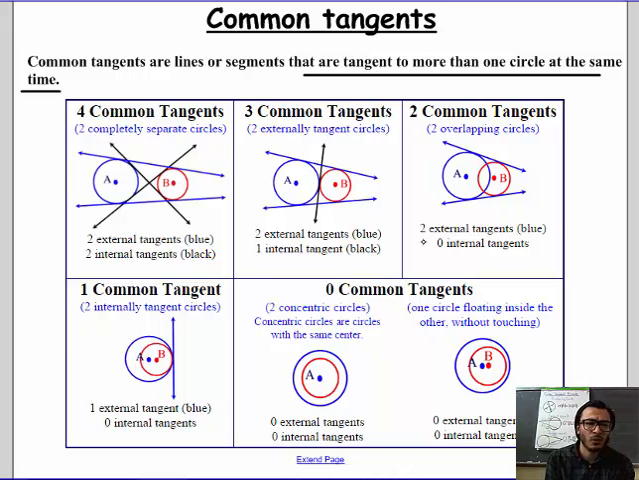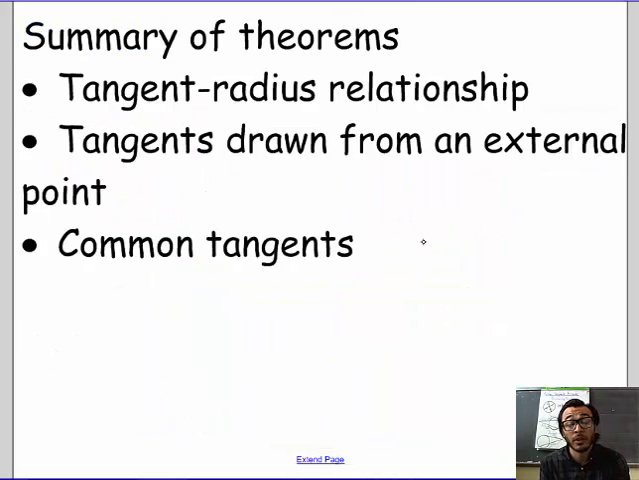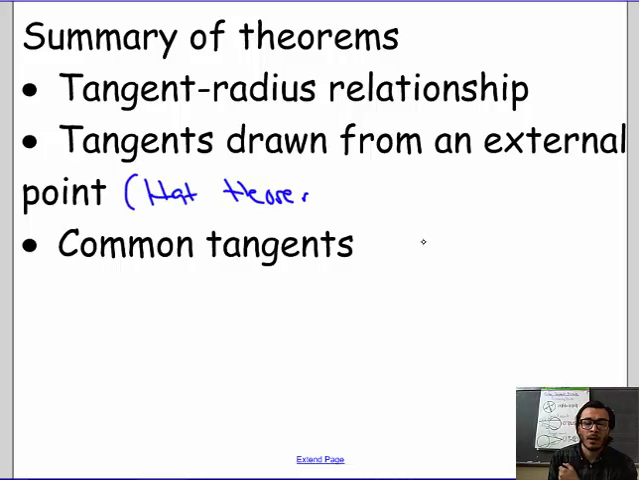Okay, let's do a quick summary. So we looked at three theorems. The tangent radius relationship, which says that the tangent is perpendicular to the radius at the point of tangency. The second one was tangents drawn from the same external point. That was our hat theorem. And the last one was common tangents. So I hope this video helps with tangents.